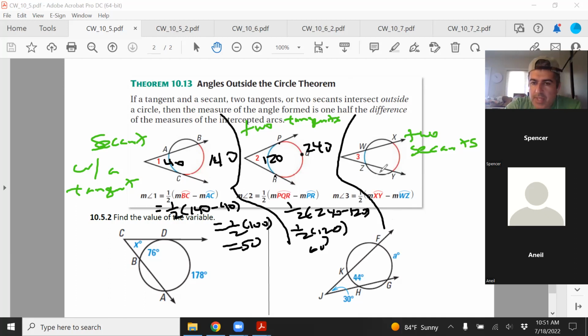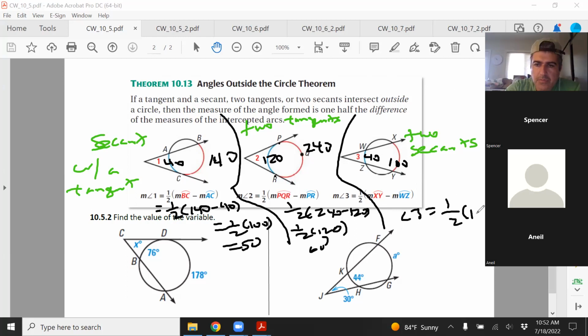And then this one here, you have two secants. Say this were 100, and say this were like 40, then angle 3 would be 100 minus 40, or 60 degrees. But you gotta take half. Let me back up a little bit. 30 degrees.